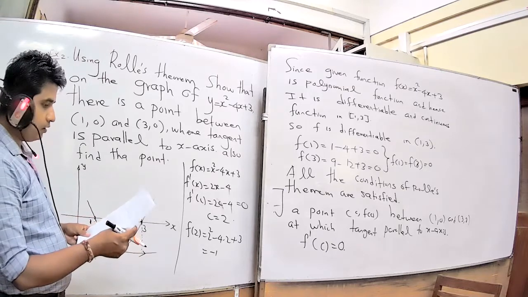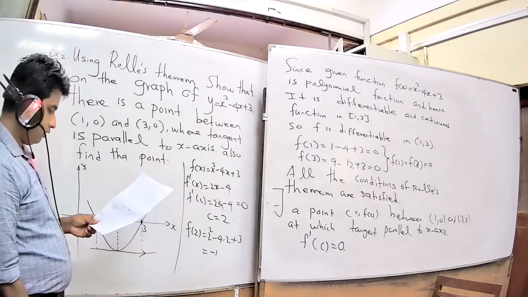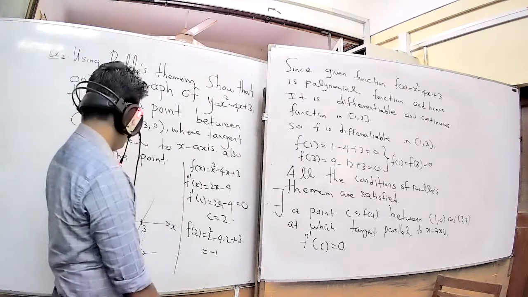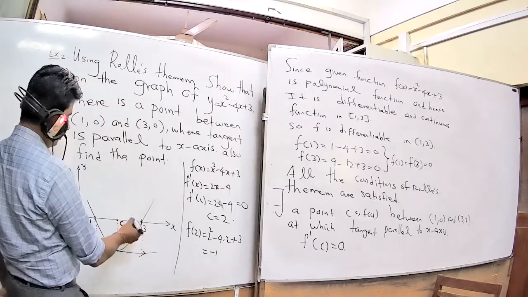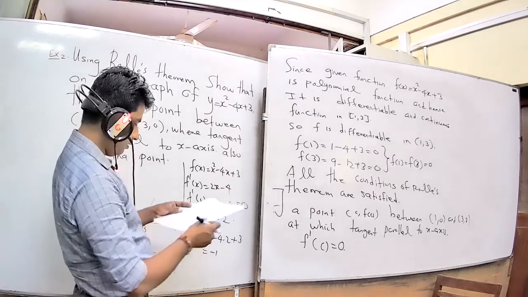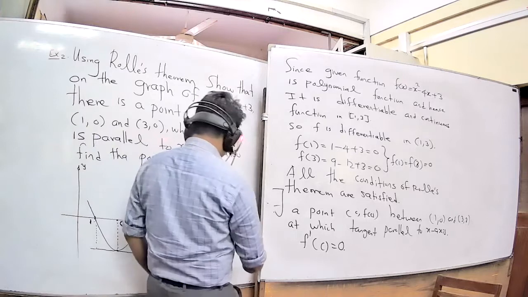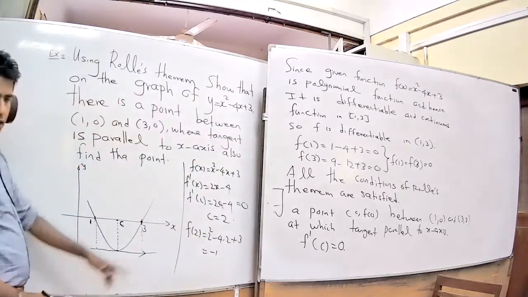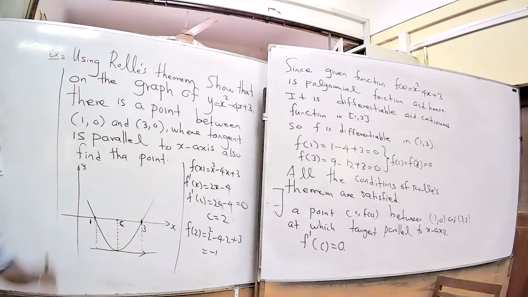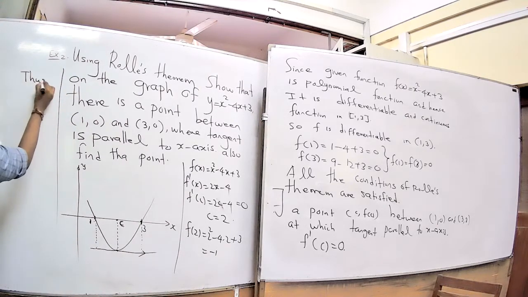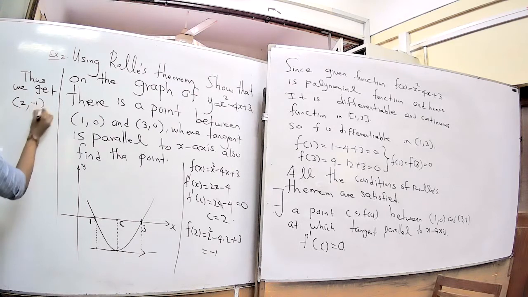In this question, they also ask to find the point. That point is this one, right? This one is given as (1, 0) and (3, 0). This is the point they ask. Thus, we get the point: c is 2, f of c is minus 1, which is the required point.